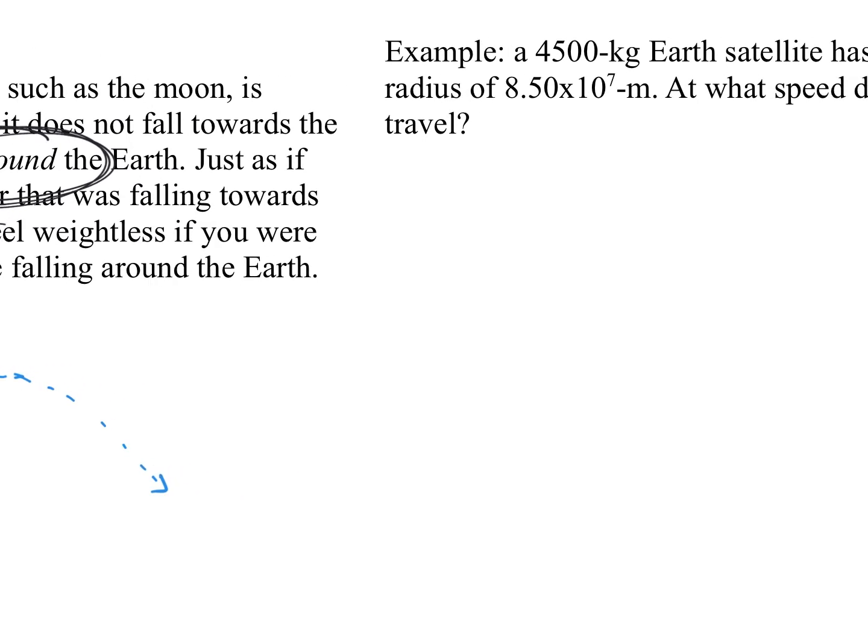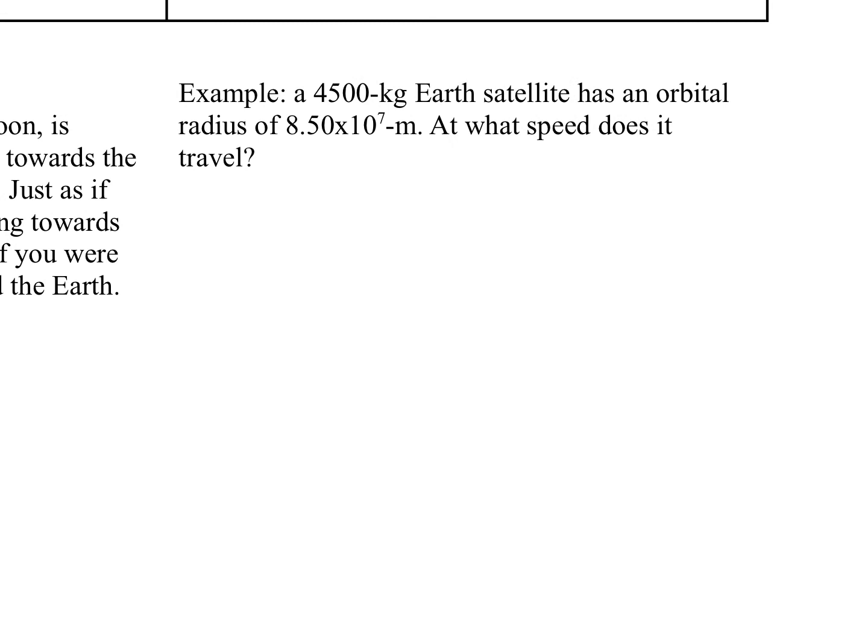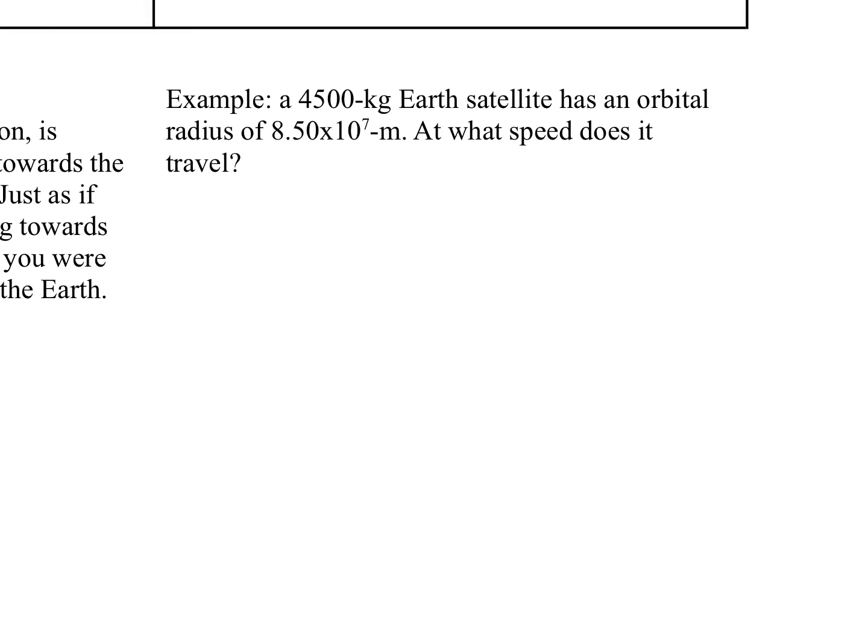So a quick example on how the centripetal force and acceleration match up with what we're doing here. We have a satellite orbiting the Earth at a certain radius, and we want to know what speed it travels. So basically, here's what we have. Here's the Earth, there's the satellite, and that's the orbital radius. And so when it says orbital radius, it's giving me that whole distance.